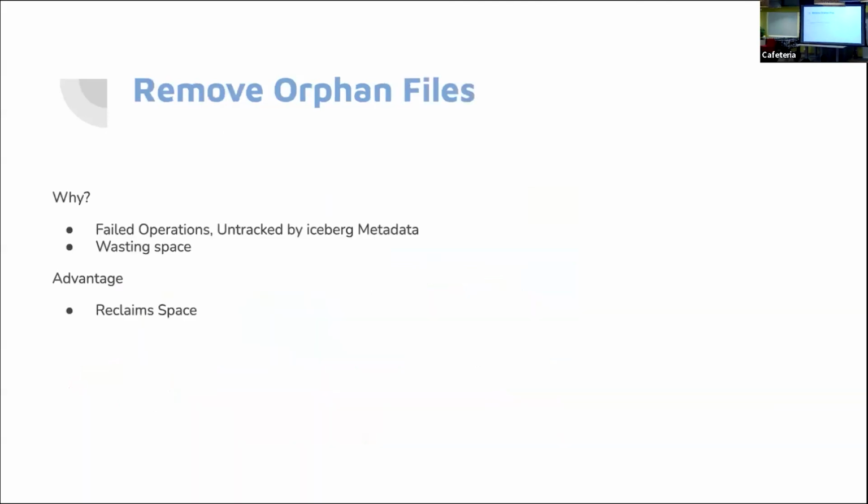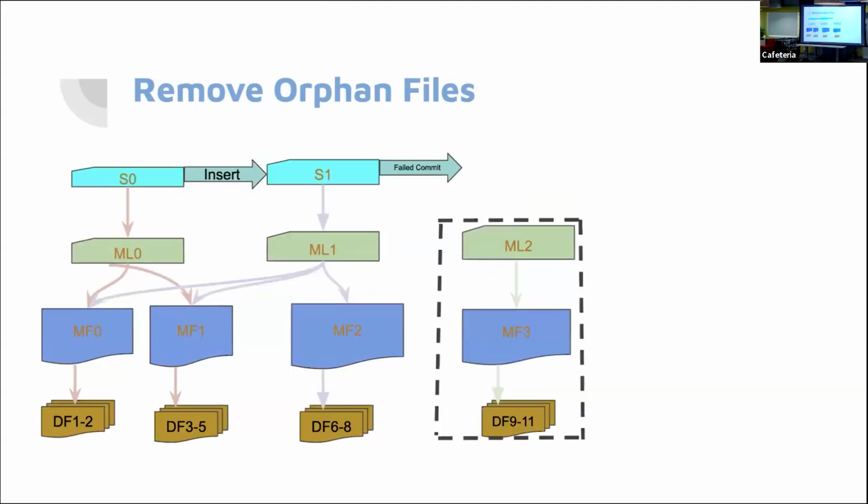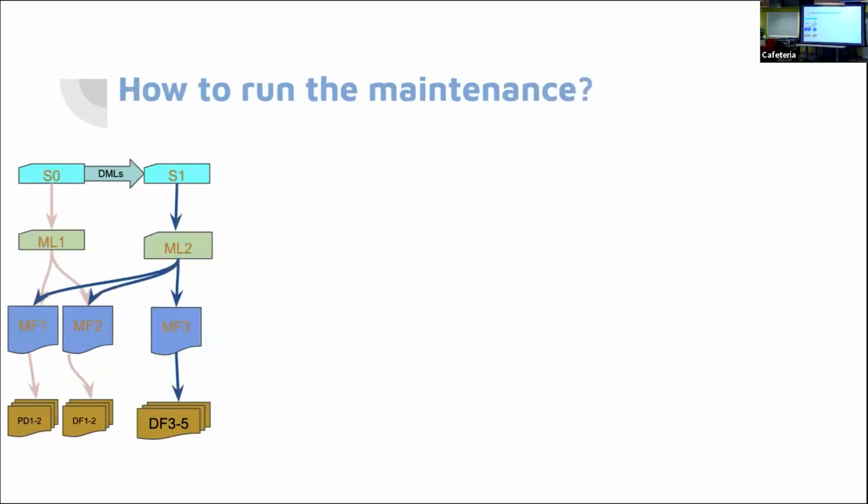And why remove orphan files? Because any write operation ends up creating some orphan files. If people run it frequently, it keeps freeing up some space for you. So let's say a failed commit happens, and this is what the metadata files end up generated, which are not linked to any snapshot. You want to clean those up also, so just run remove orphan files. Remember, it only deletes the orphan files, not anything related to live files.